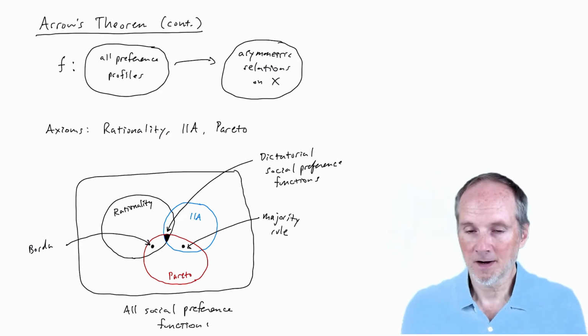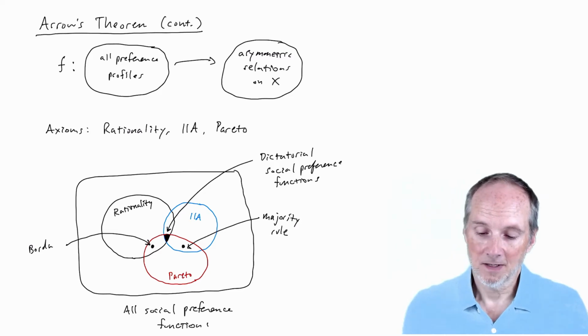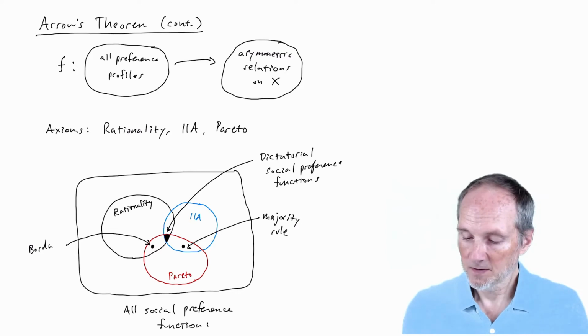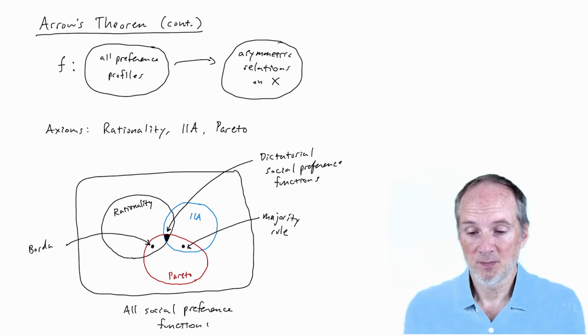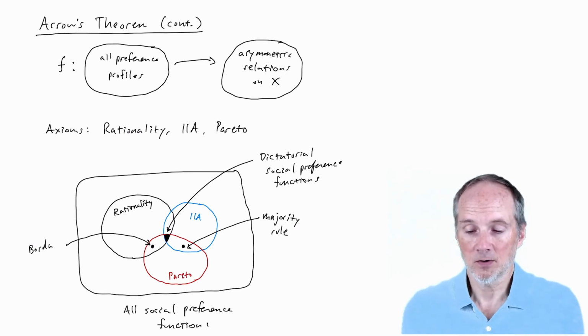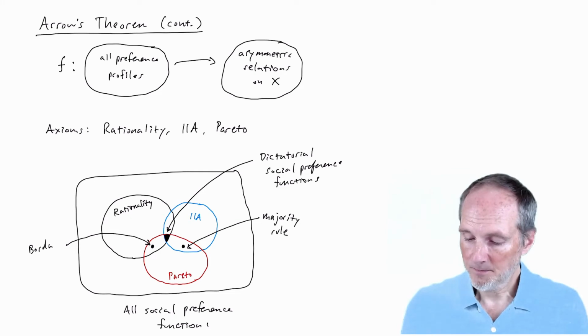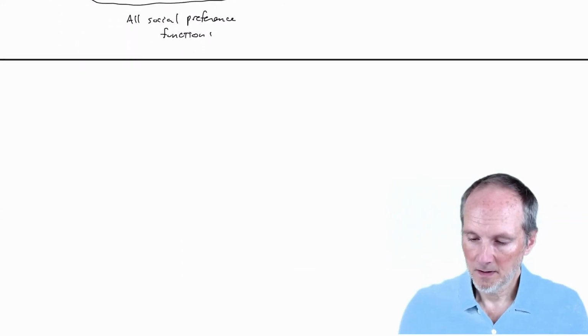Arrow's theorem at the time was revolutionary, and it's still taught. It's still really at the core of social choice theory, and actually a lot of the literature over the last decades has been in response to Arrow, either generalizing Arrow or trying to find different ways of formulating the problem. So let's go ahead and state the theorem.